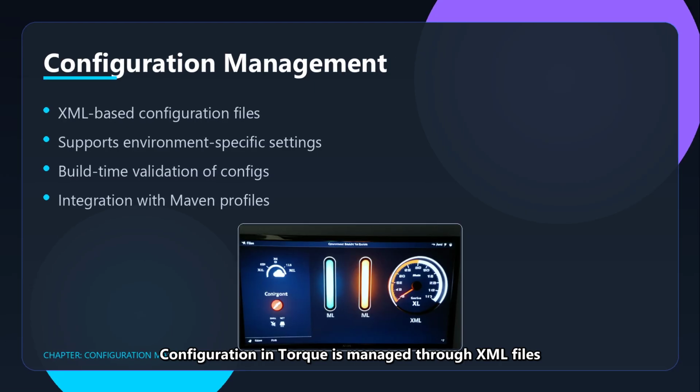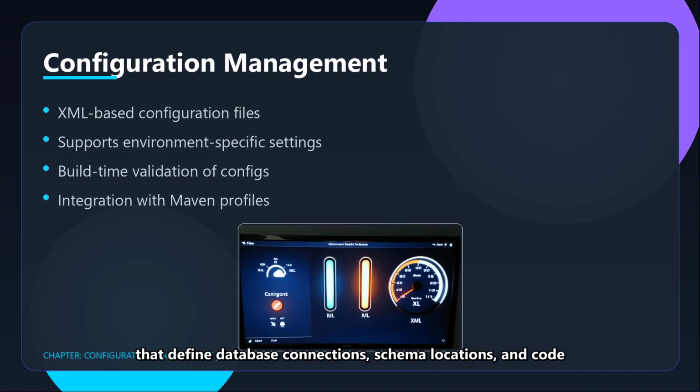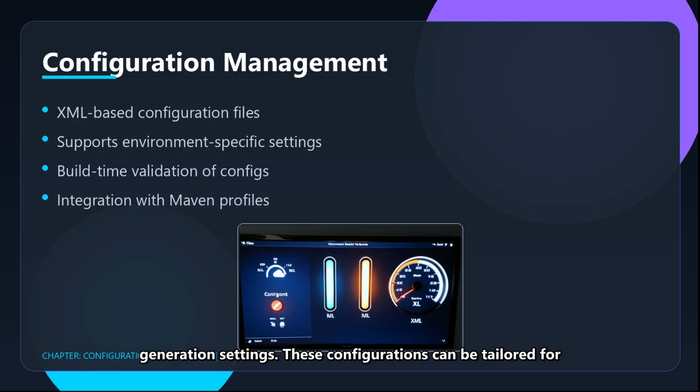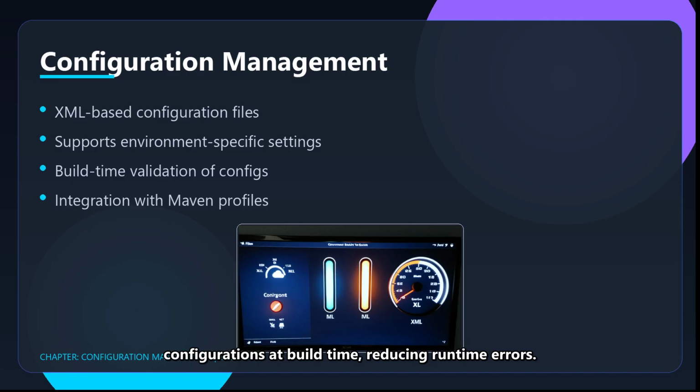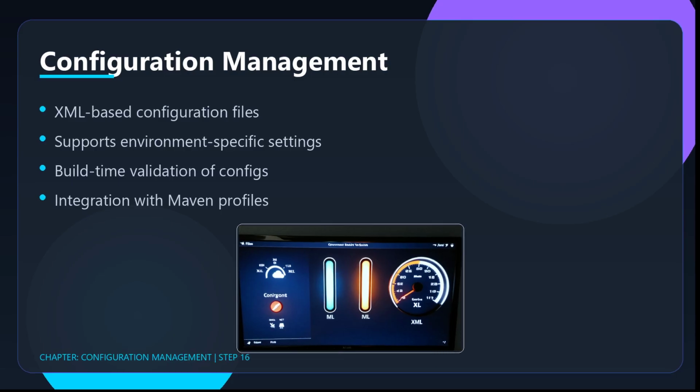Configuration in Torque is managed through XML files that define database connections, schema locations, and code generation settings. These configurations can be tailored for different environments using Maven profiles. Torque also validates configurations at build time, reducing runtime errors.